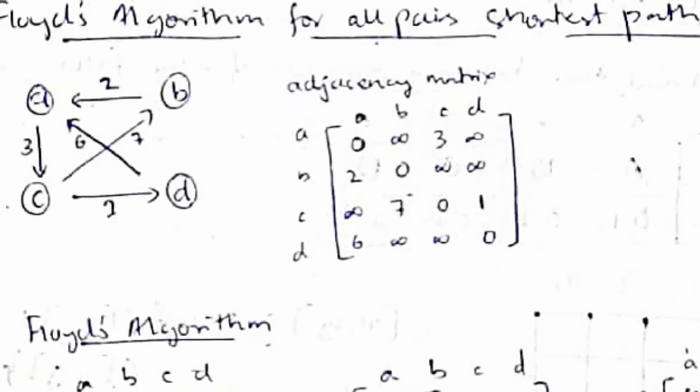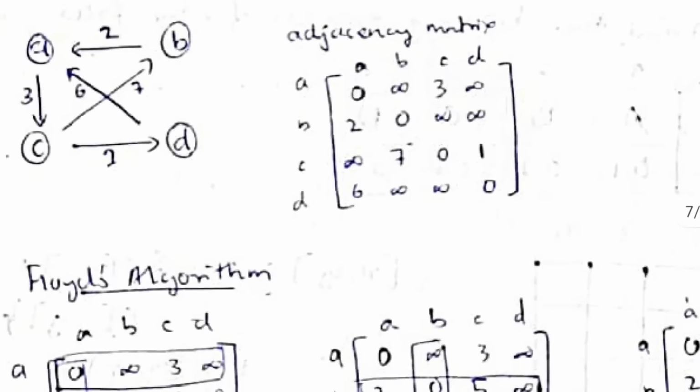Okay, and like that we'll be filling all the rows. From A to C there is an edge which is having the weight 3, so I'll be writing that. So after filling the adjacency matrix, we have to use the Floyd's algorithm to find the shortest path.